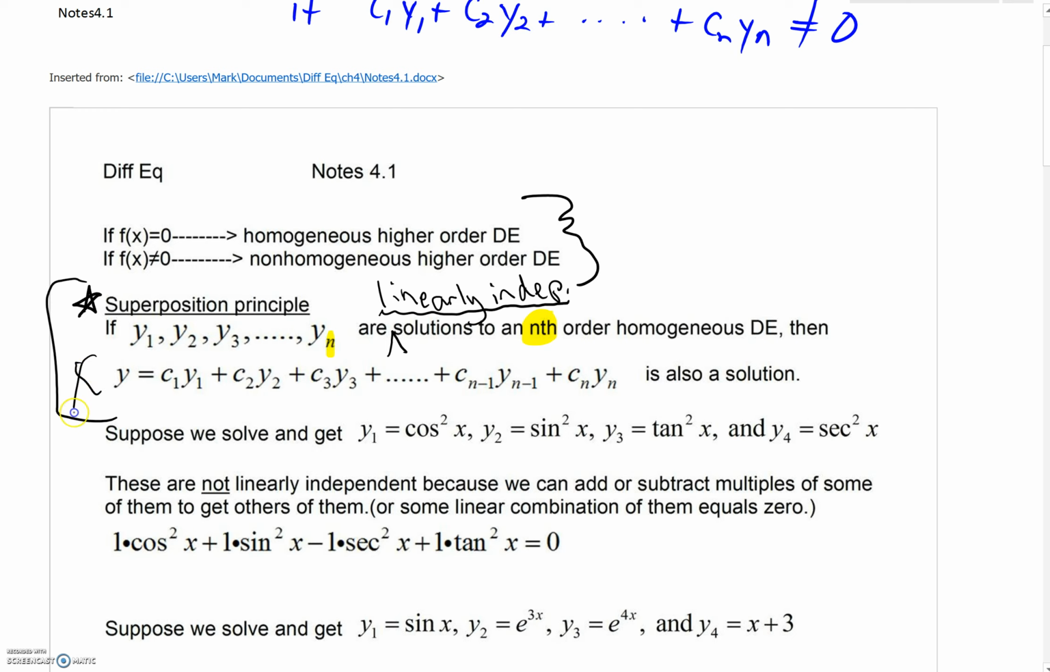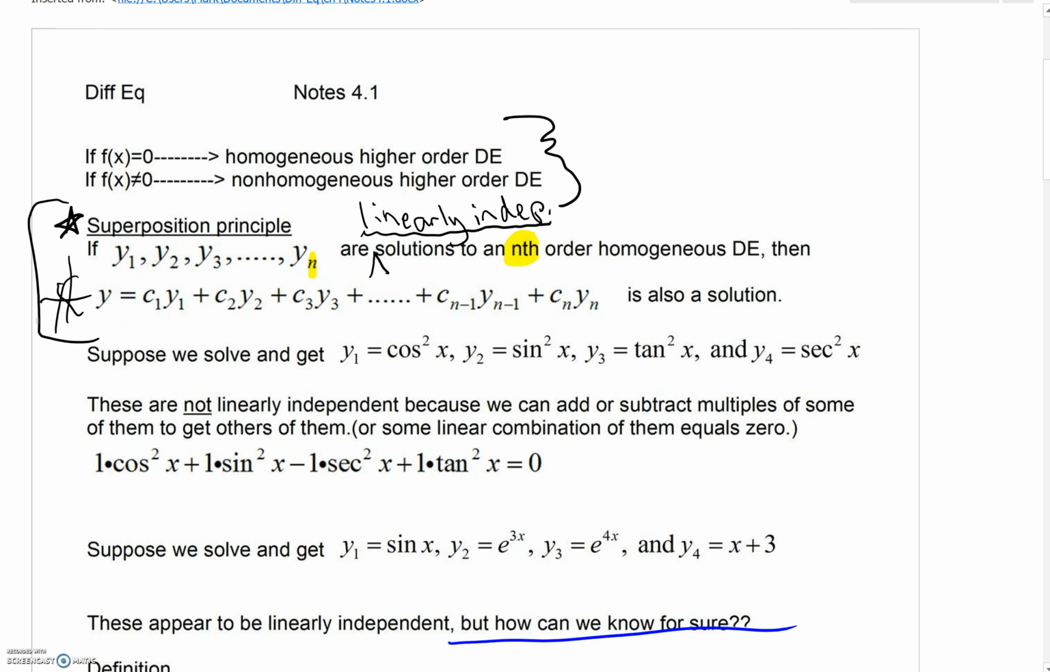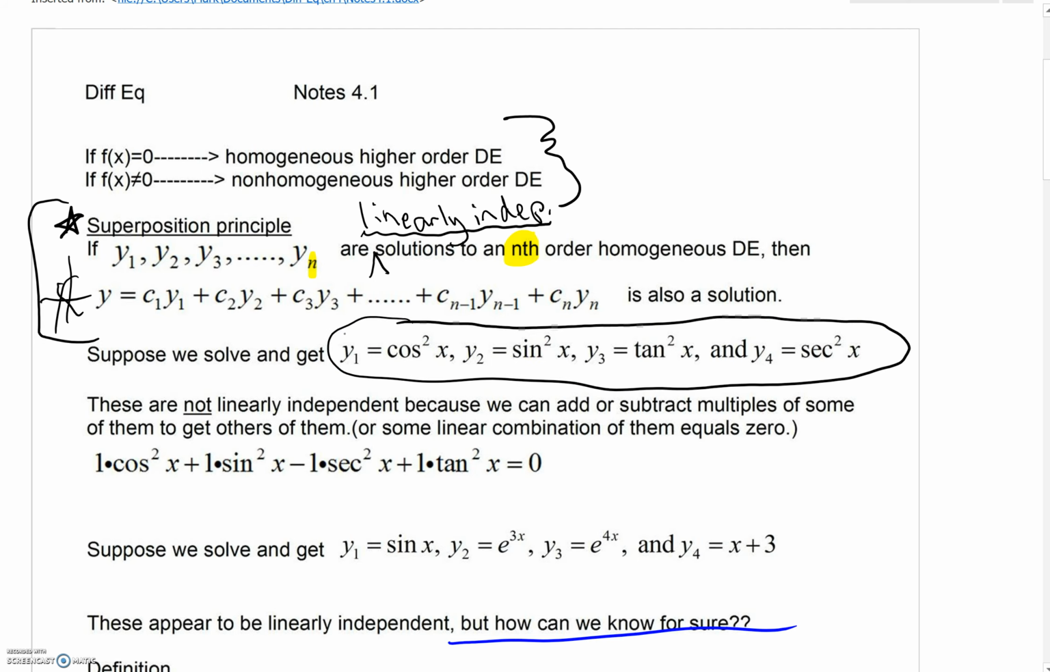Then, right here, this combination, adding all of these separate constants, is also a solution. C1y1 plus C2y2 and so forth. Suppose that we had, for a fourth order differential equation, let's just say that these are the 4 solutions that we found. These are not linearly independent. They're not linearly independent because we can add or subtract multiples of some of them to get others of them. Or, like we just said, some combination of them would equal 0.